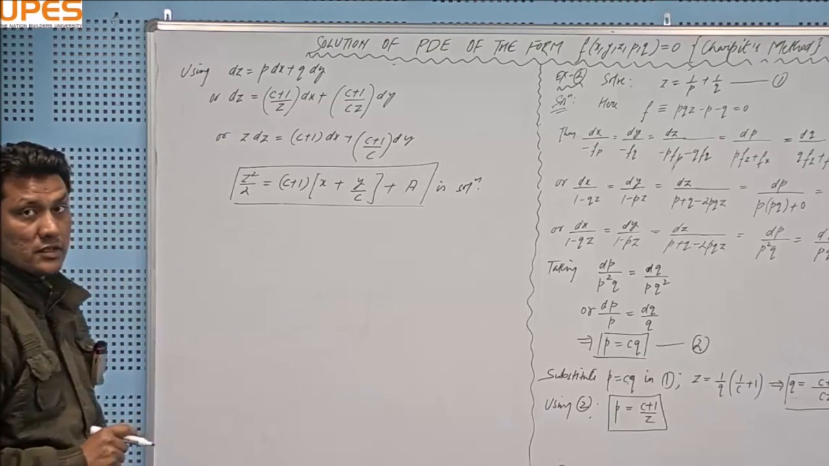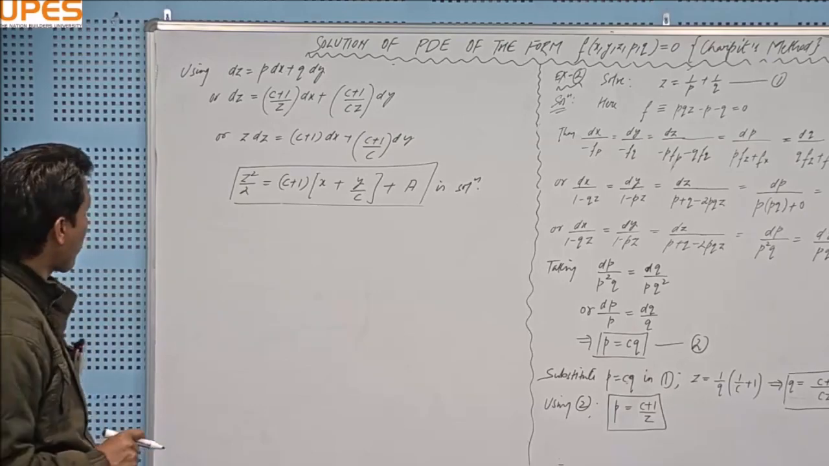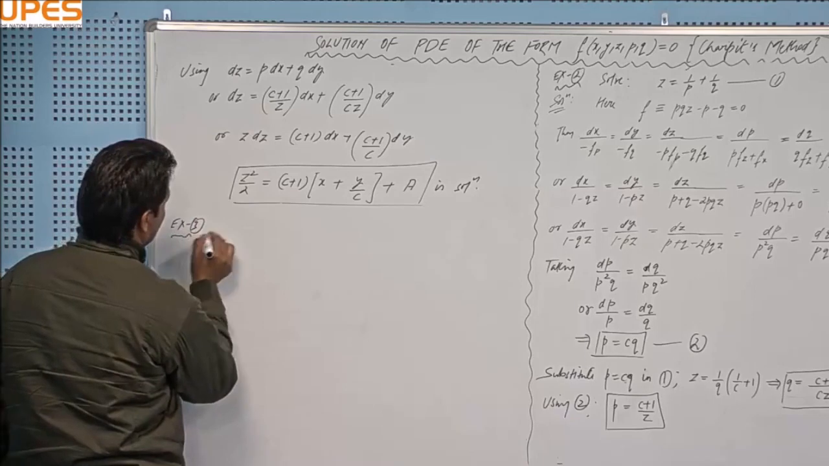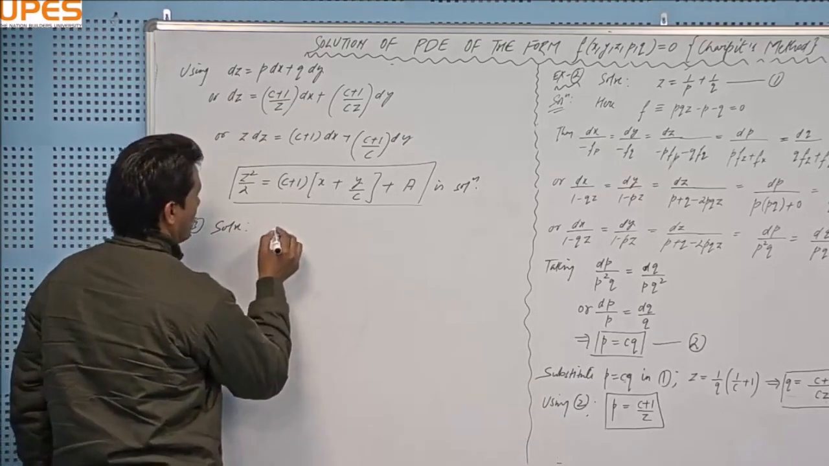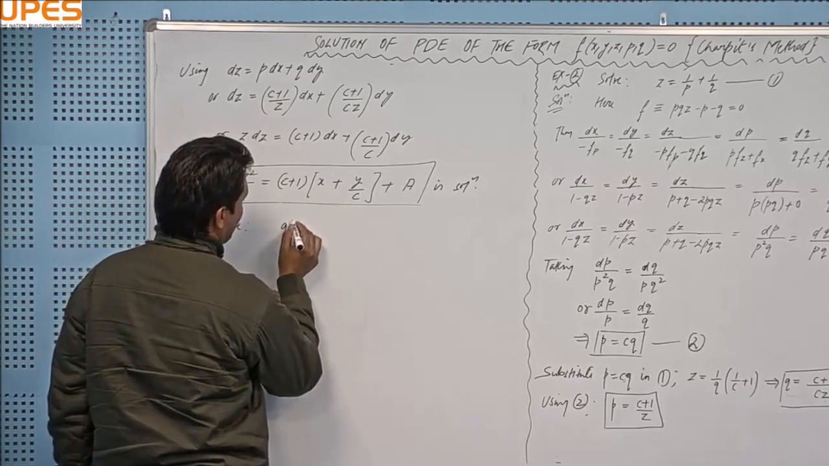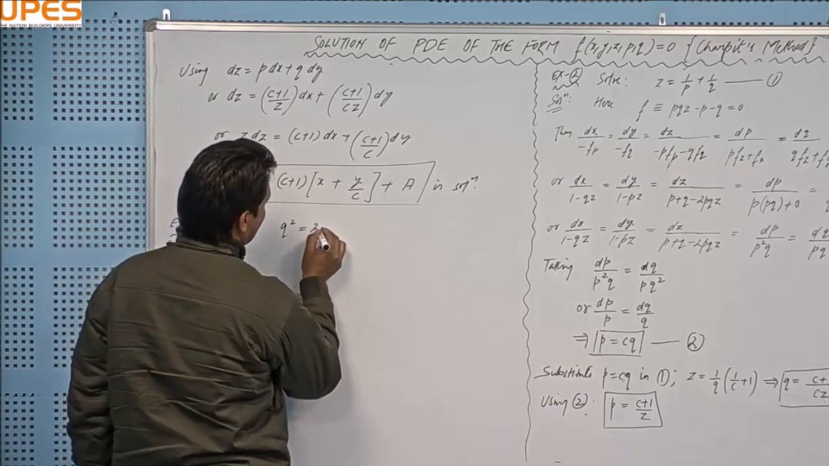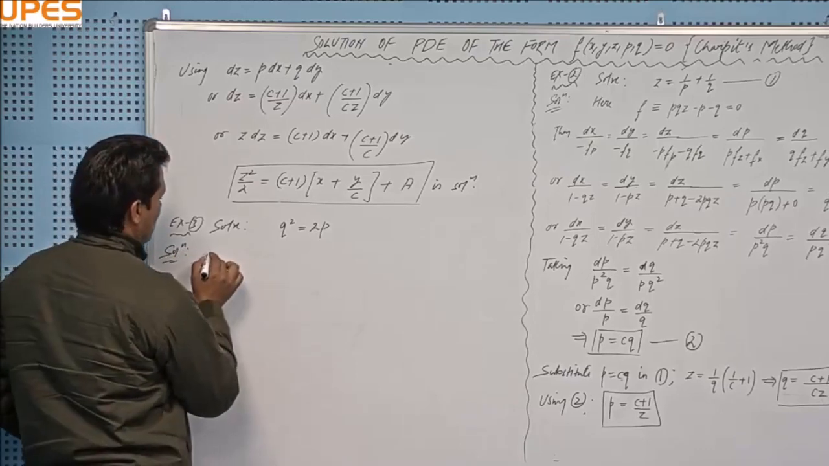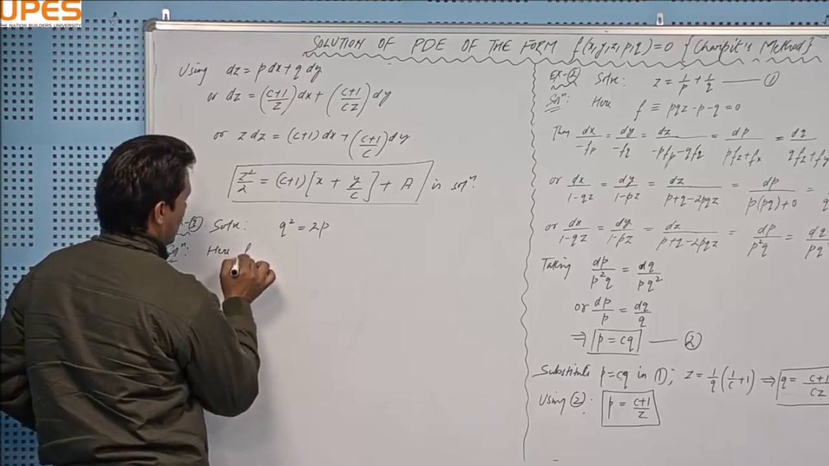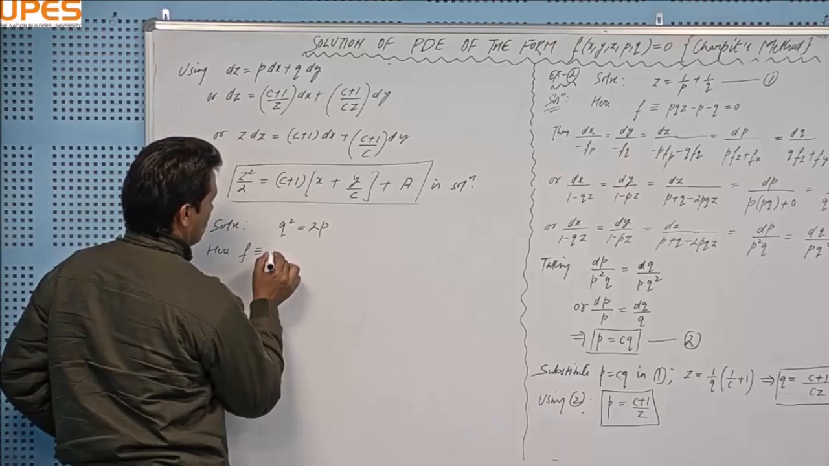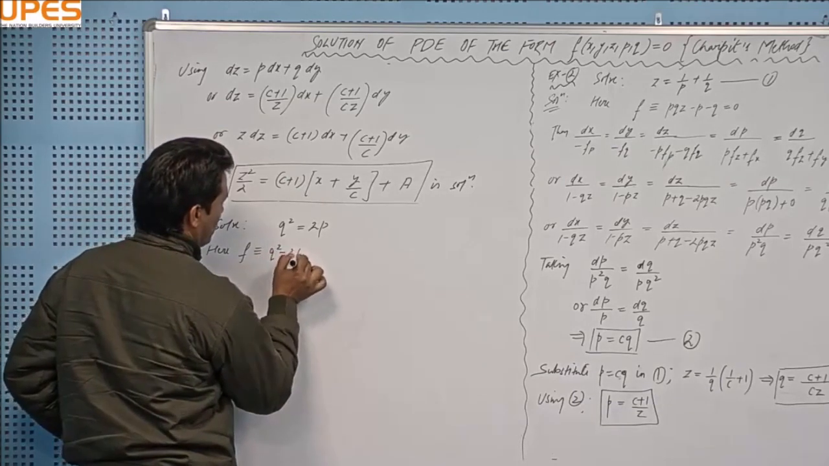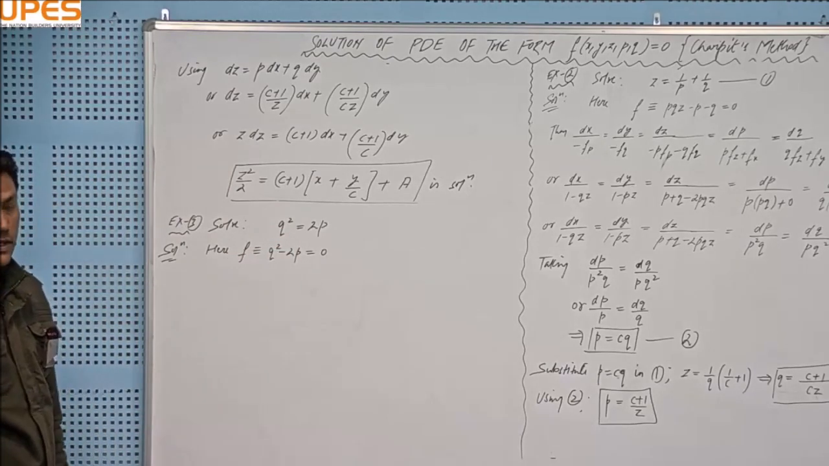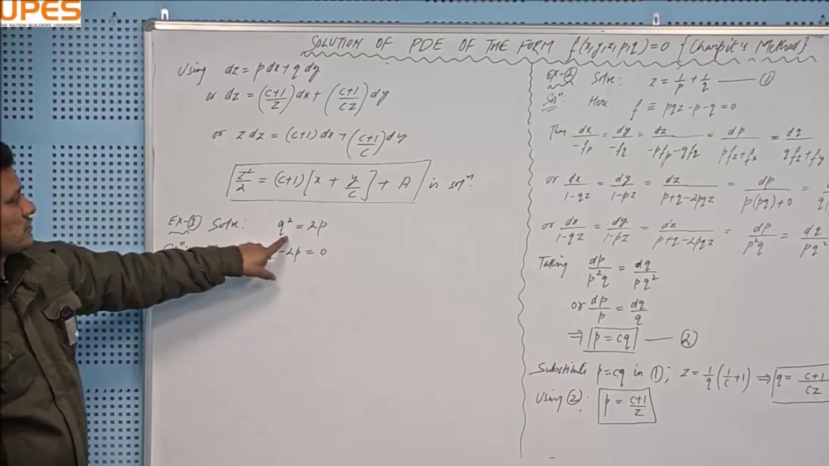Right, let me take another example. Example number 3. Solve Q square equal to 2P, right? Then here F should be equal to Q square minus 2P equal to 0, right? Again, this is a non-linear equation because it contains the term Q square.